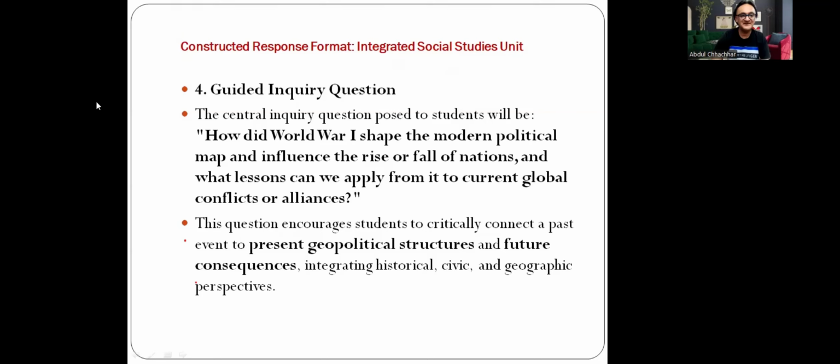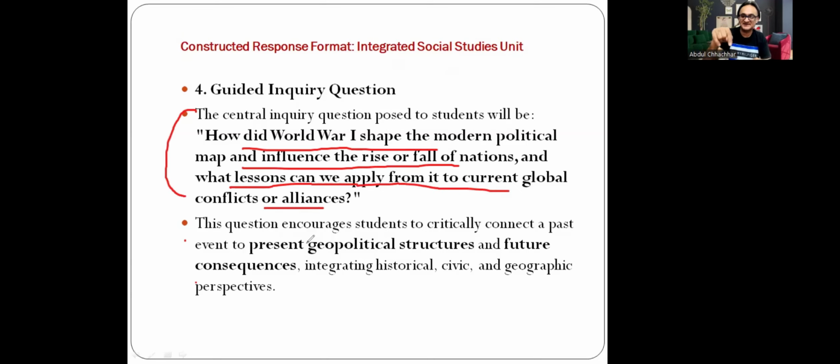Number 4, they said guided inquiry question. This is my guided inquiry question. My topic is the history about the World War. How did World War I shape the modern political map, influence the rise and fall of nations, and what lessons can we apply from the current global conflicts and alliances? Past, present, future.